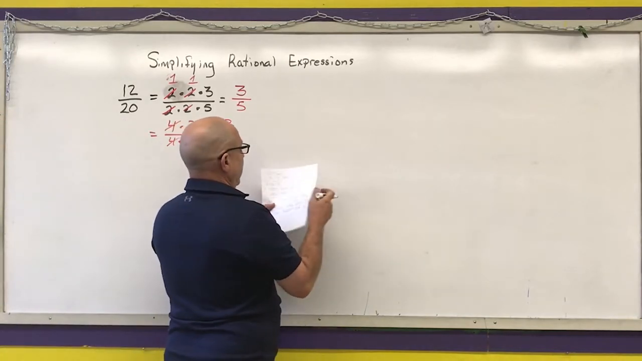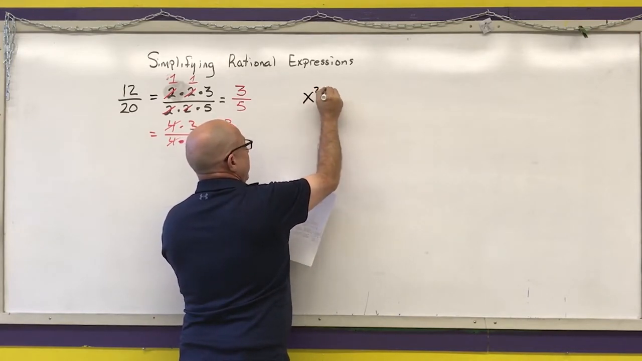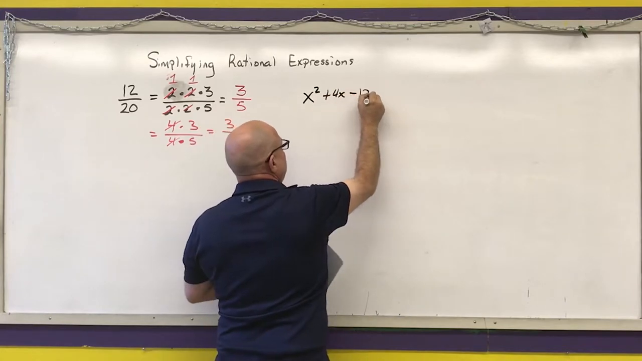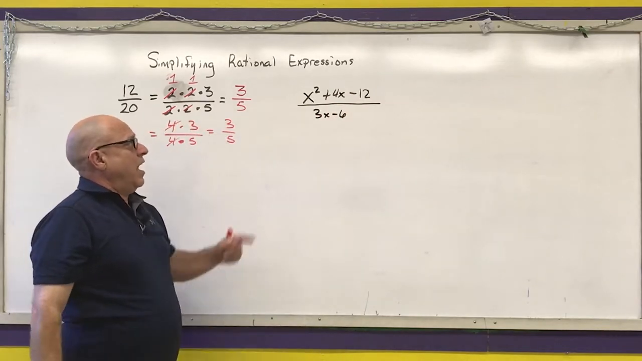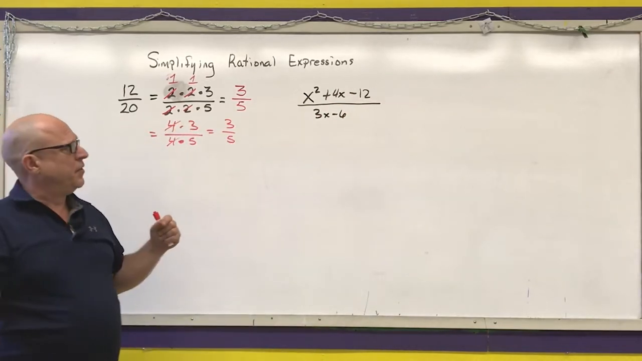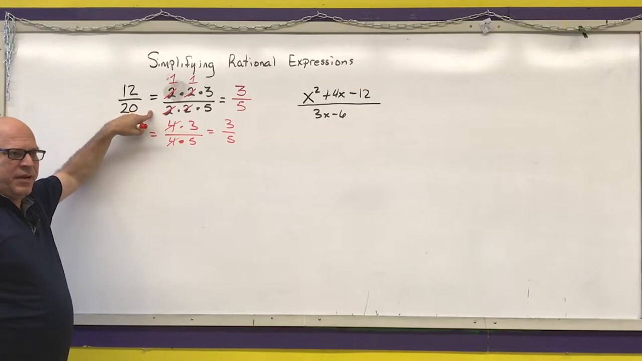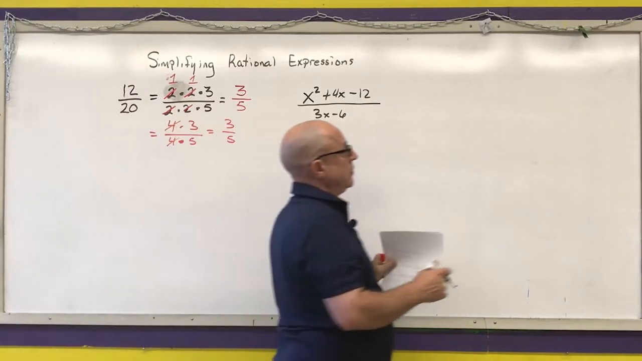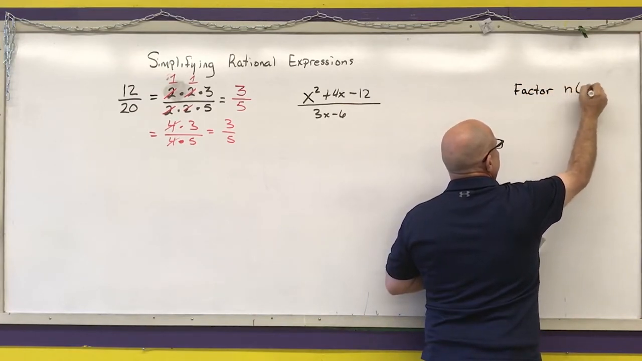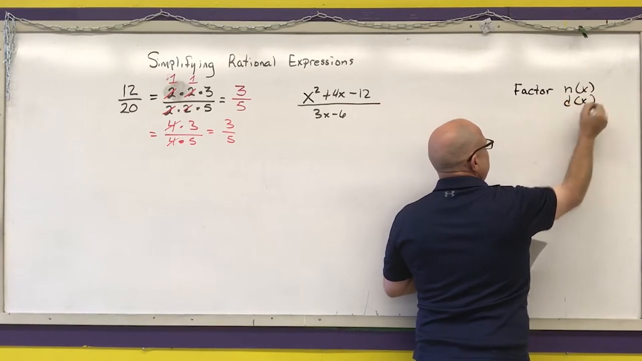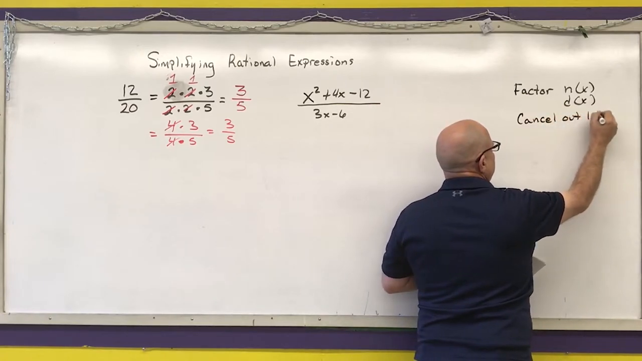If I want to simplify, we'll call it expressions, I want to simplify the expression x squared plus 4x minus 12 over 3x minus 6. I want to simplify this. The first step to simplification is going to be to come up with the factors of the numerator, then the factors of the denominator, and then figure out what cancels. So I want to factor, and I'm going to write n sub x for the numerator's polynomial, d sub x for the denominator's polynomial, and then we are going to cancel out like factors.